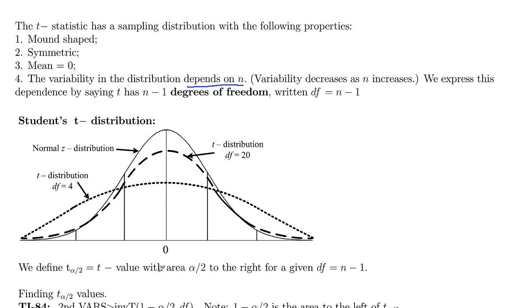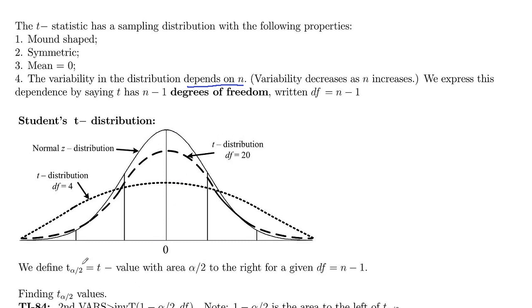So here's what this T distribution looks like. If degrees of freedom are 4, that means the sample size is 5. Then this is mound shaped, but it's got a lot more area out in the tail, so more variation. And then, for example, the T distribution with degrees of freedom 20, you can see that dashed line there. It's more mound shaped, and in fact, it's closer to the normal distribution. Here's the normal distribution in the solid black line.